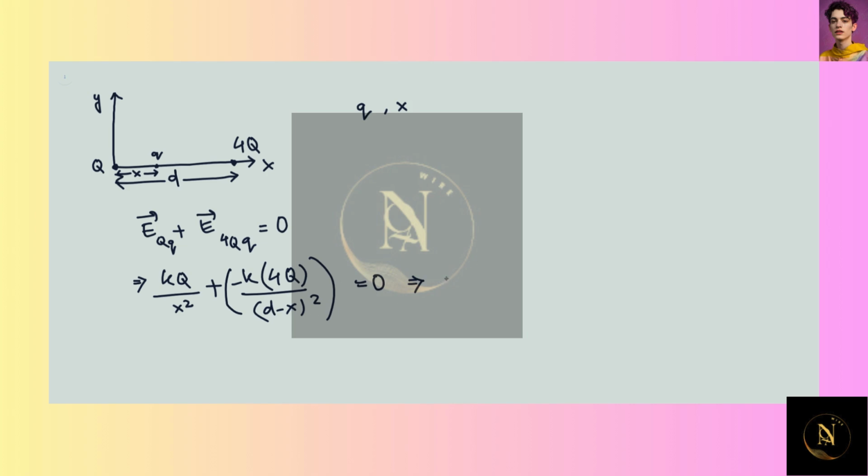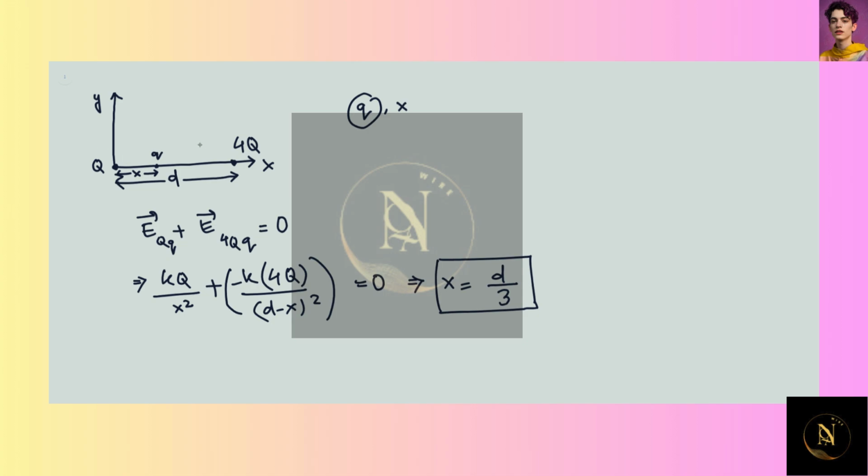Now solving this equation, we'll find x to be equal to d over 3. This is a really easy calculation, so I'm not doing all the small calculations over here to save some time. So now we know the position of where the charge q should be placed. Now we want to determine the magnitude and the sign of this charge small q.